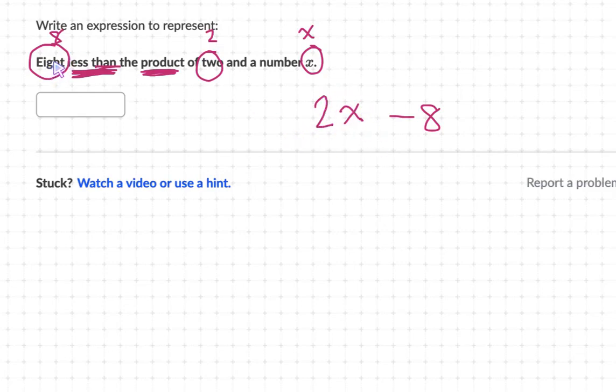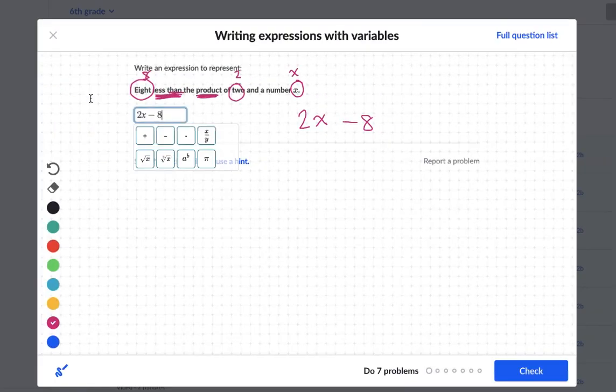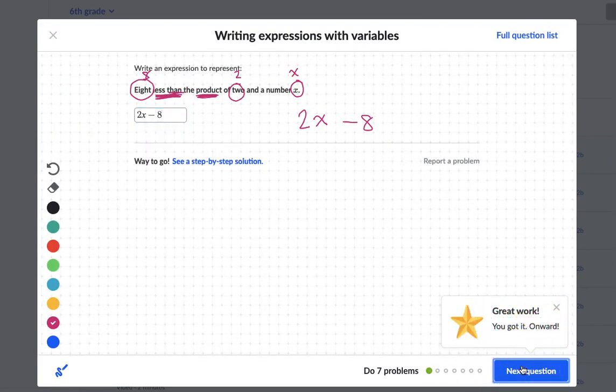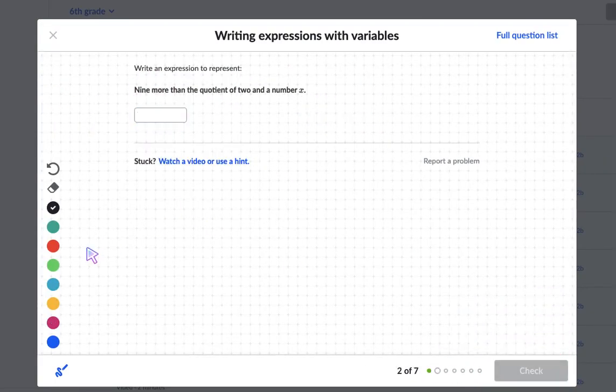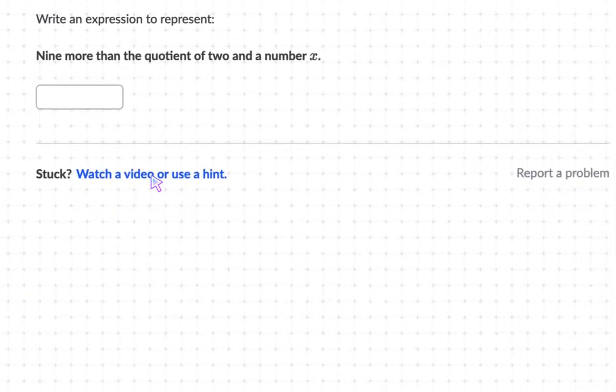I'm going to read it one more time to make sure it makes sense. 8 less than, so subtracting 8 from the product, multiplication of 2 and x. So I have 2x minus 8. This will be our last one. Go ahead and pause the video and try this one on your own.